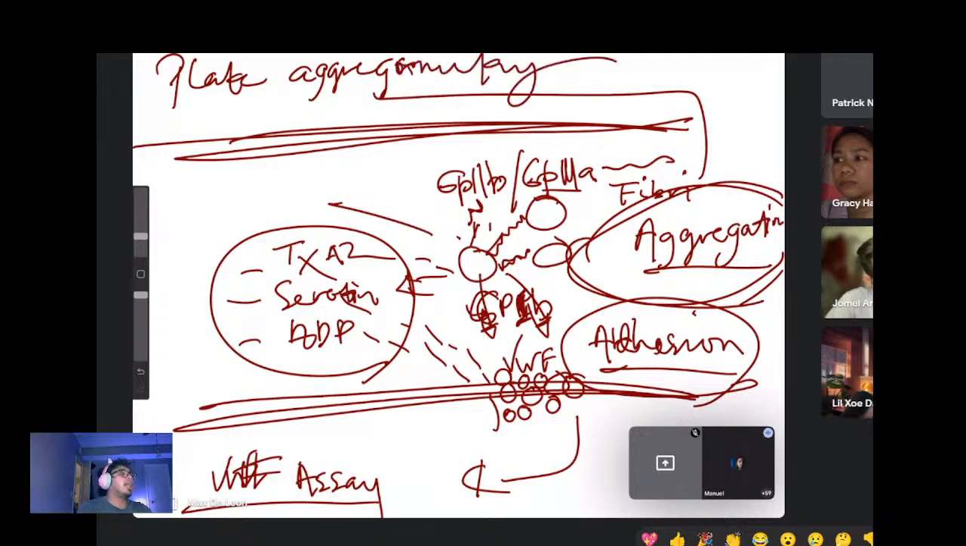Okay? Platelet aggregometry. That's why it's important that you as medtechs know what these stages are. Because there are certain diseases that are associated with abnormal von Willebrand factor assay results and abnormal platelet aggregometry results.